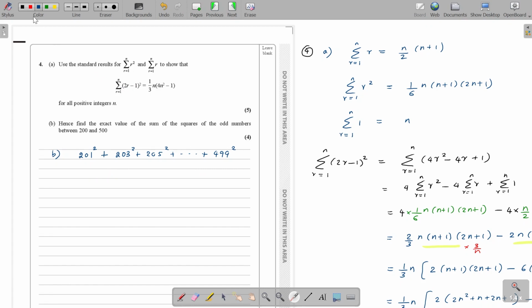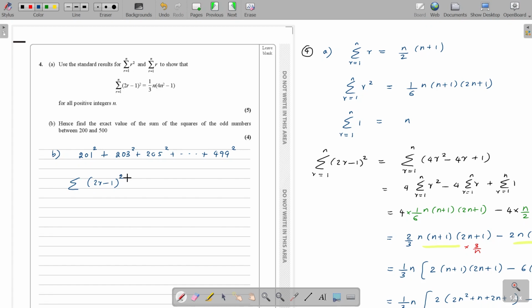Okay. So let's get here. Summation of 2R. Now you know 2R minus 1 is the odd number formula, right? 2R minus 1, 2R plus 1 is the odd number format. 2R is even, adding 1 or subtracting 1 from 2R, an even number, will create an odd. Okay, so 2R minus 1 square is the sum of odd numbers.